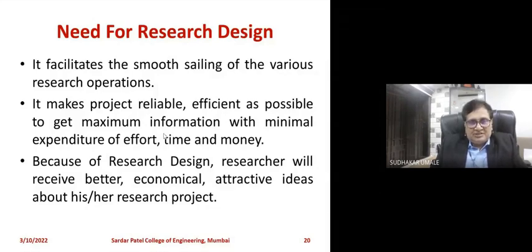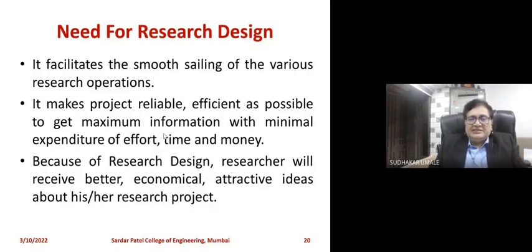So this is very important, how to make your project reliable. If you have a very clear research design, then your project is very reliable and as efficient as possible to get maximum information with minimum expenditure of effort, time and money. These three things are very important: your efforts are important, your time is important, your money is important, and hence if you are controlling your effort, time and money, then you have to design your research.